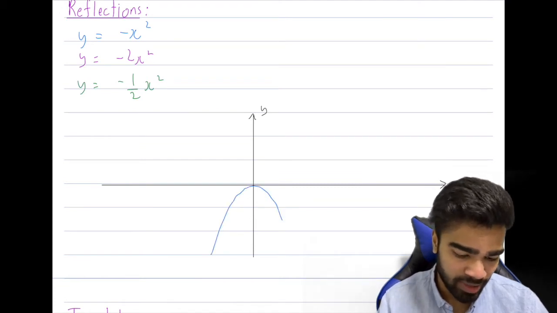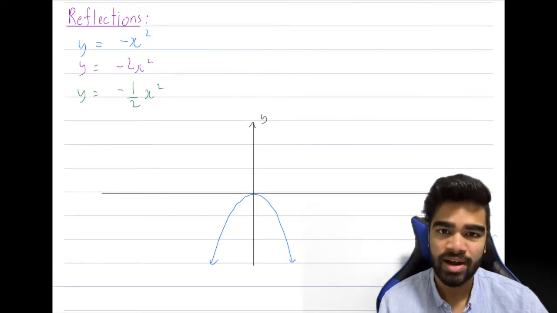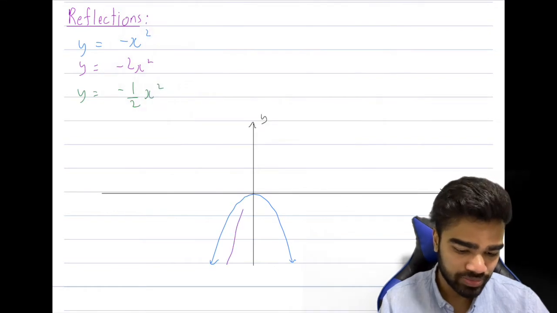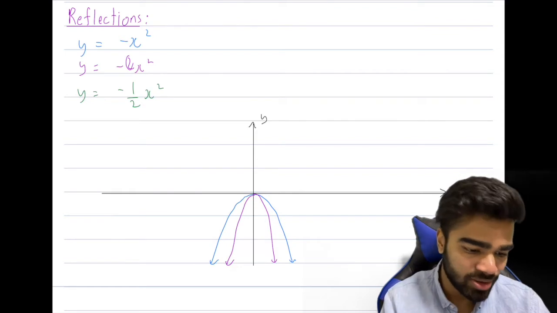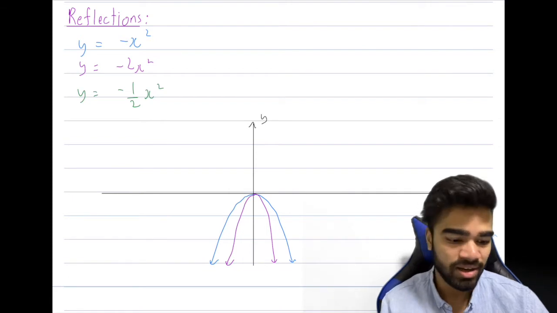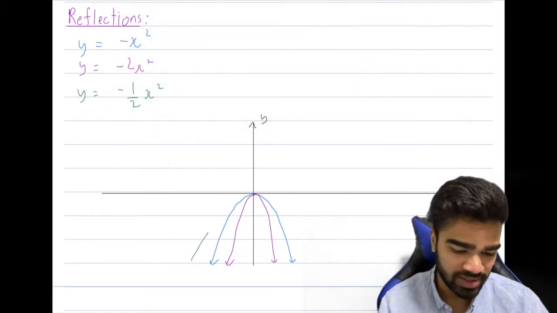Can you tell me what the negative 2x squared graph looks like? Is it going to be narrower or wider? In this case, it's going to be narrower, like so. You don't need to worry about that negative sign, you just need to look at the number. If it's a bigger number than the one in front of x squared, then it's going to be more squished in, skinnier. So what about negative half x squared? As you might have guessed, it's going to be a bit wider, like so.